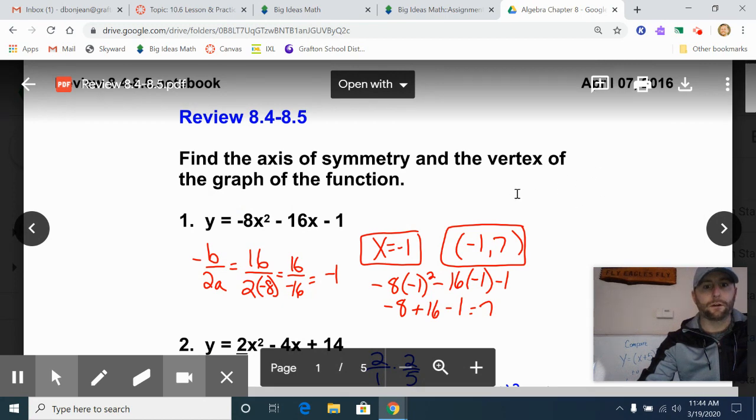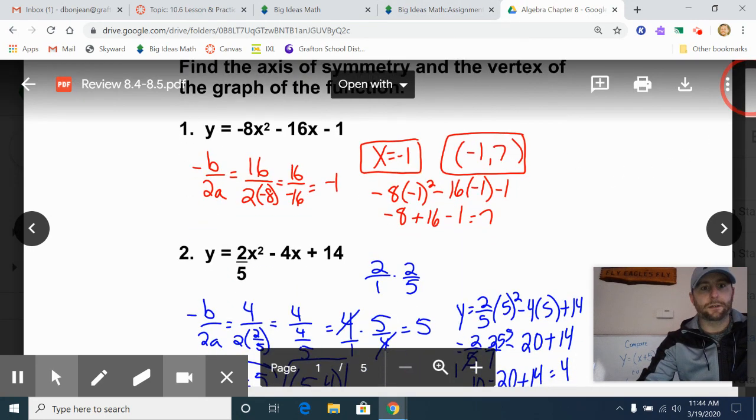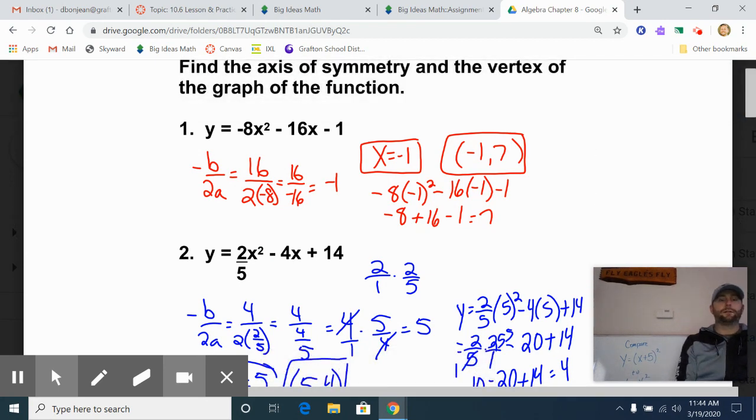Then I'll talk more about how you need to answer these questions on Big Ideas in order to get them right, because it's very, very specific. Let's get started with this first example. Your first question is going to legitimately have these instructions, asking us to find the axis of symmetry and the vertex of the graph of the function.